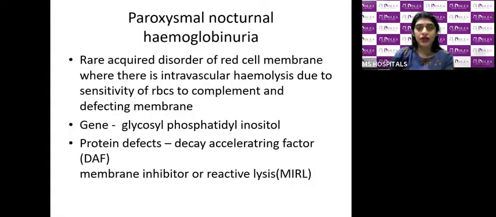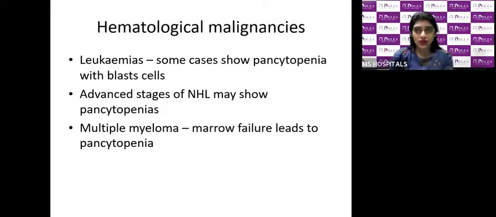PNH is a rare acquired disorder of the red cell membrane where there is intravascular hemolysis due to sensitivity of RBCs to complement and a defective membrane. The gene involved is for glycosyl phosphatidyl inositol. Protein defects are decay accelerating factor, DAF, and membrane inhibitor of reactive lysis, MIRL.